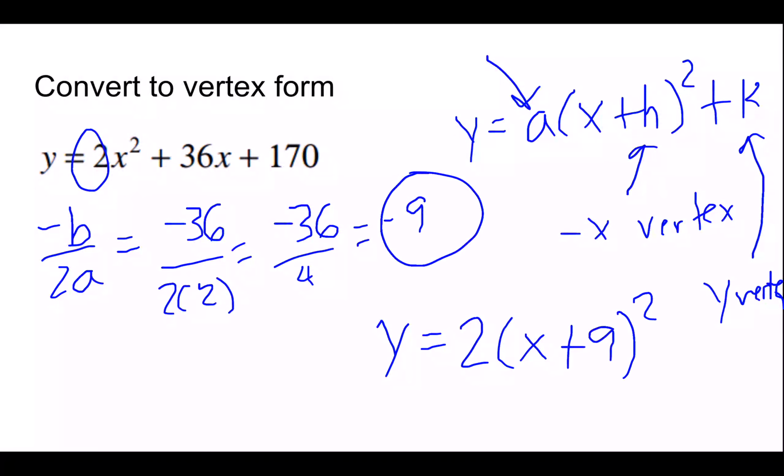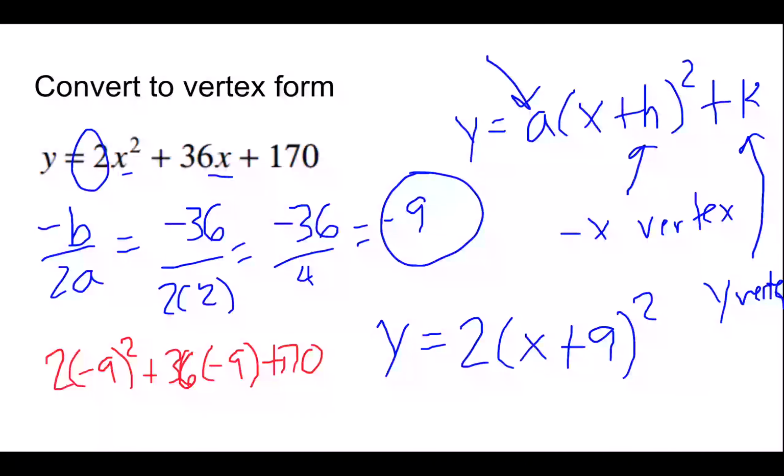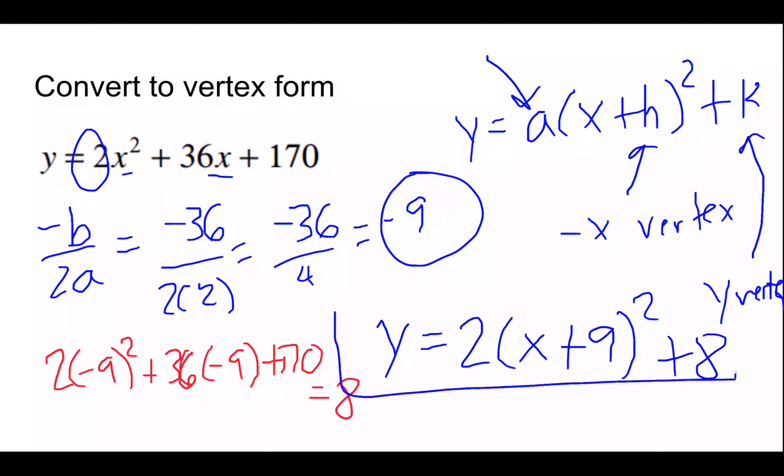Now I have to find the y vertex. I'm going to find the y vertex by taking this and plugging it in. So I should have, when I do that, 2 times negative 9 squared plus 36 times negative 9 plus 170. When I do all that, that would equal 8. So I would just put that at the end, so plus 8. And that would be my final answer.